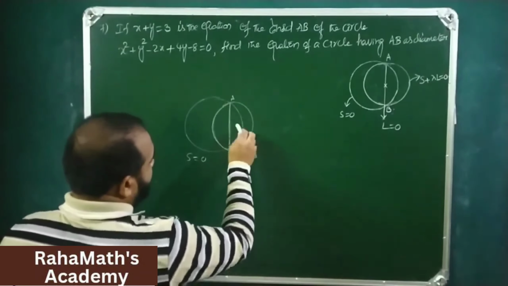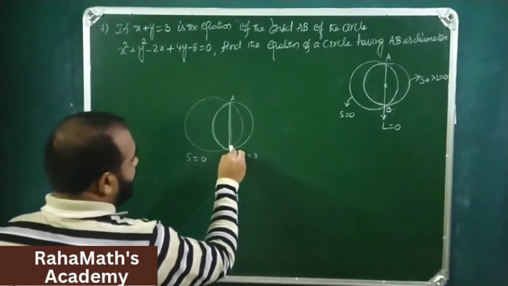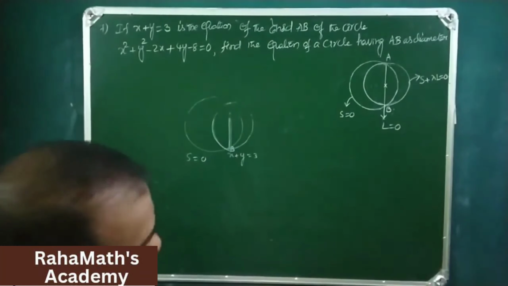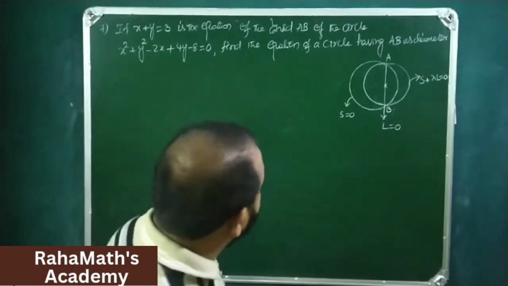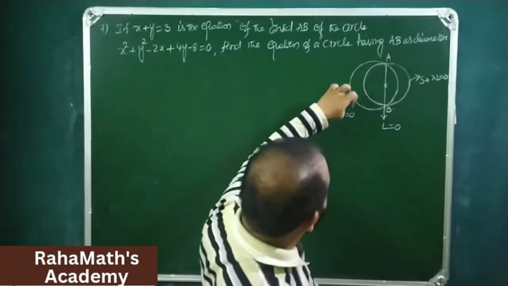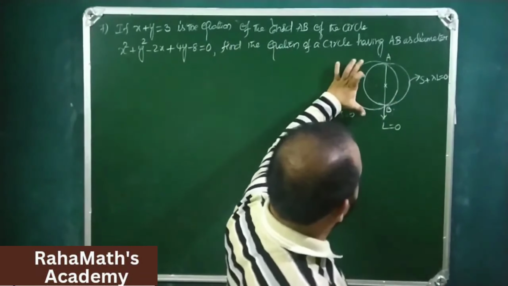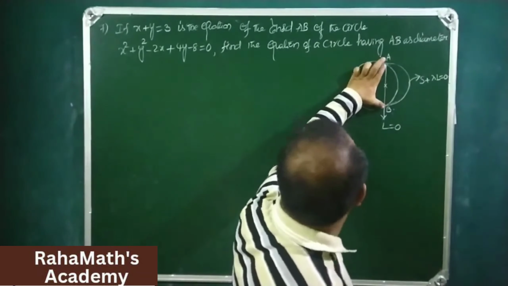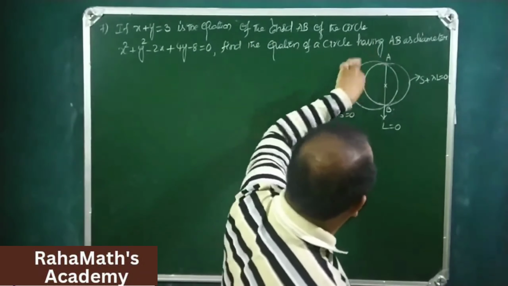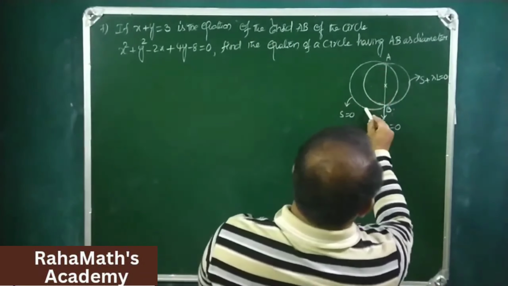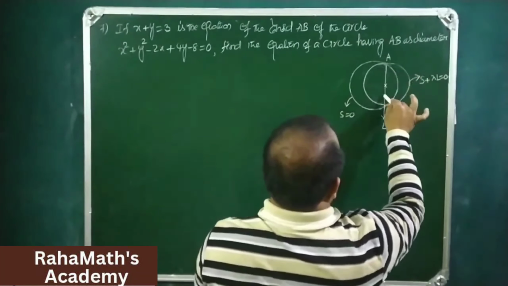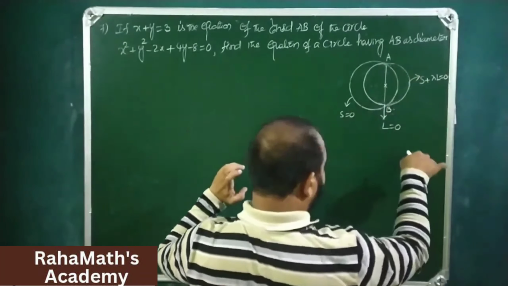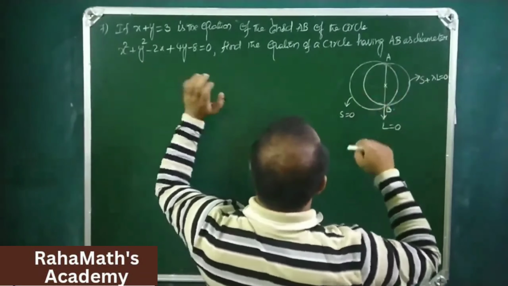So for this circle, clearly AB is the diameter. So the same thing I have drawn here. Let the big circle here, this is S equals to 0, the general equation of this circle. So the line x plus y equals to 3 is this. For this circle, this is x plus y equals to 3. Therefore, AB is the chord of this S equals to 0.